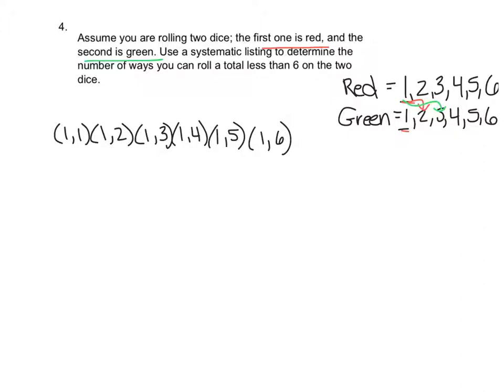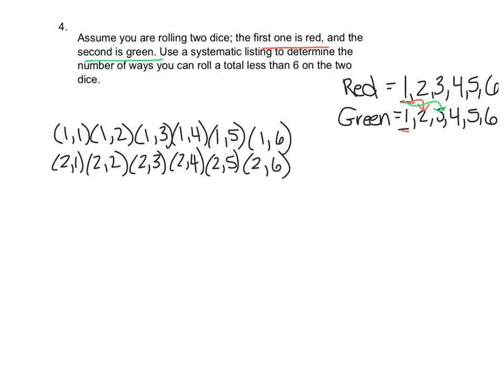Now I'm going to assume that I'll roll a 2 on the red die. So if I roll a 2, I could have a 1 on the green die, a 2, a 3, a 4, a 5, or a 6. I'm just following this process, and remember, the first number always represents the number on the red die, and the second number always represents the number on the green die. I'm not flipping the positions of the red or the green die. I'll just continue this process.